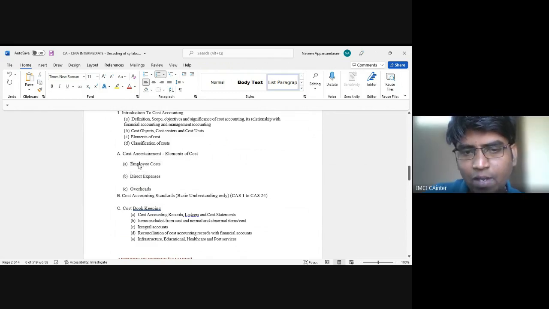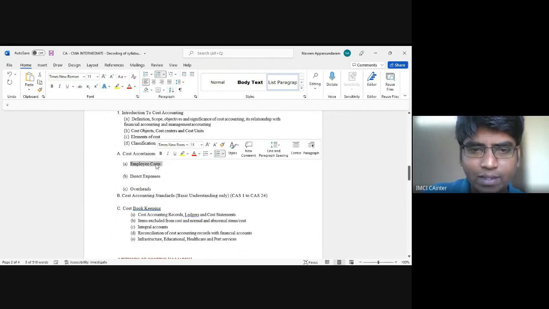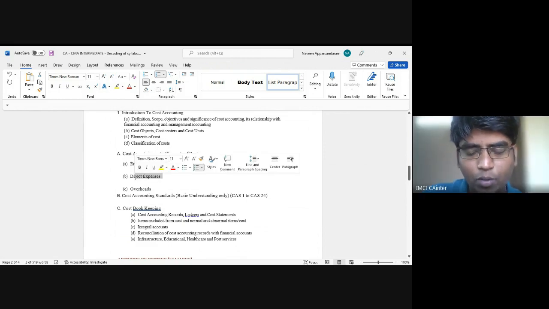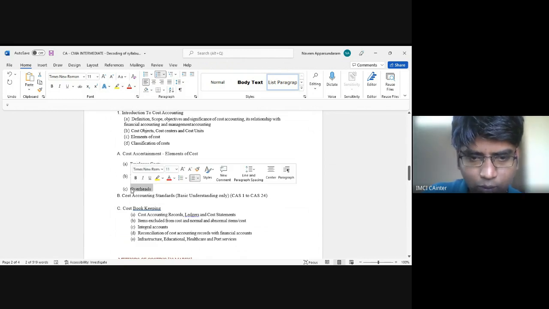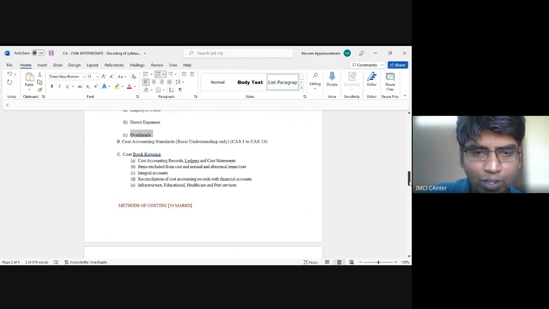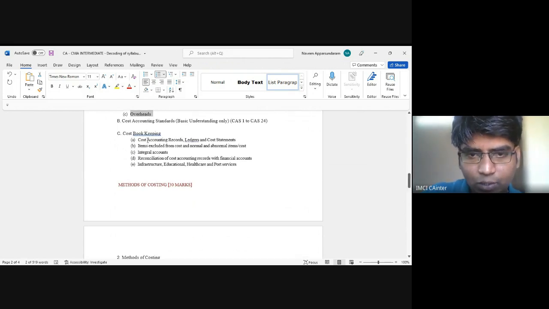The same cost accounting standards will also be dealing with the employee cost calculation aspects, direct expenses calculating aspects, and overheads. These 3 areas will be covered in terms of your cost accounting standards too. So ledger costing, abnormal costing, integral cost, all these cover 5 marks, and even 6 to 8 marks can be covered from the very important chapter, reconciliation. So every time you're getting a question from this area.